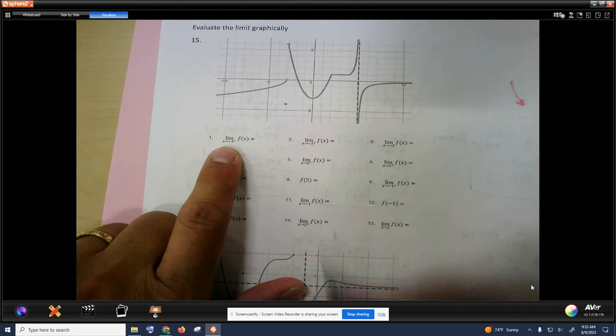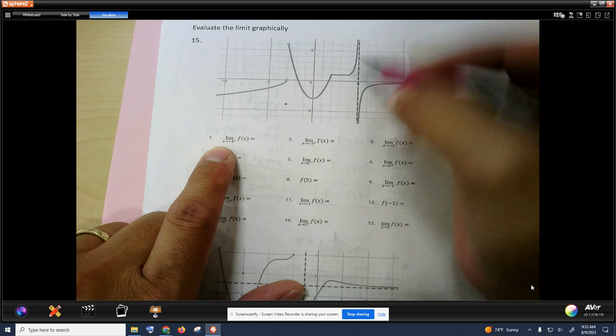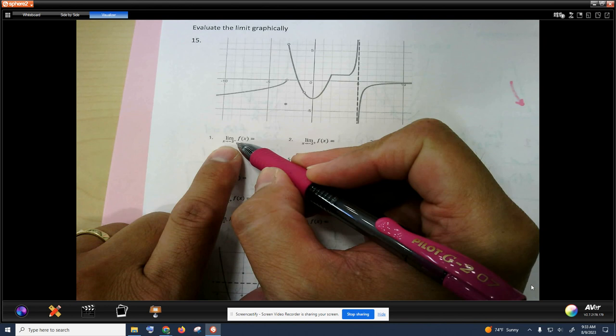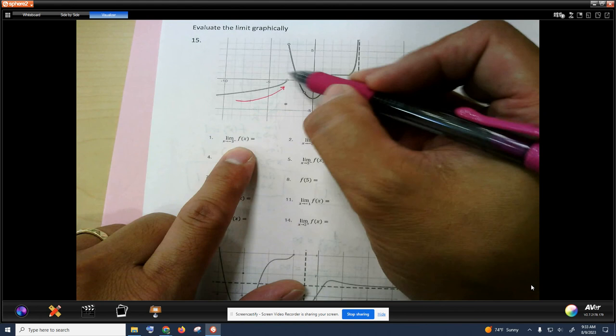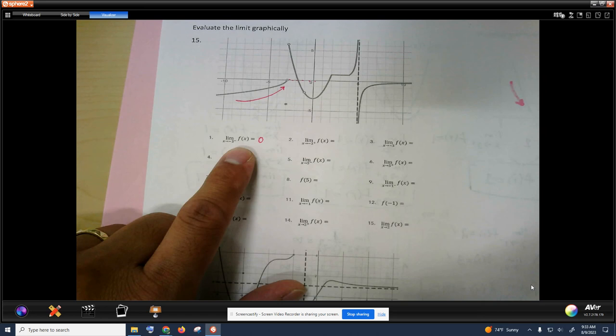So one, this is telling you we're going to approach negative 3, so you're going to look at negative 3. This one is only the limit from the left, because there's a little minus there, so you don't care about the right. What does the y value look like it's approaching from the left? 0. That's just a statement about the left limit. It doesn't ask about whether it exists from the left or right.